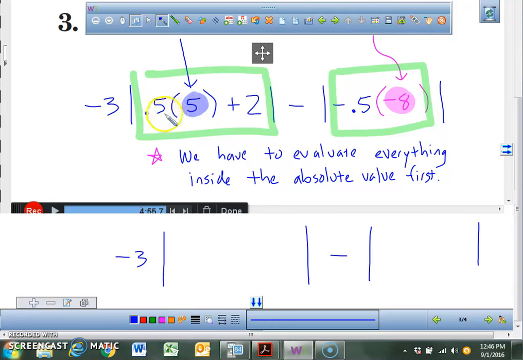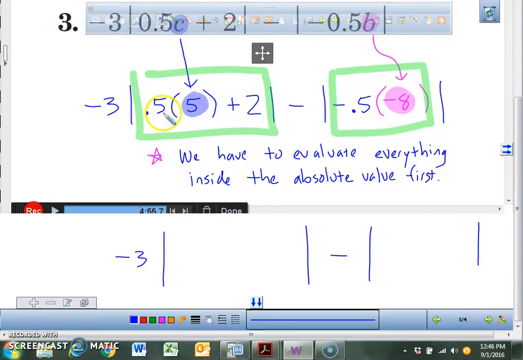So right here, what do we have? We have 0.5, which is like half. What's like half of 5? So we're going to put 2.5. All right, so half of 5 is 2.5 plus 2.